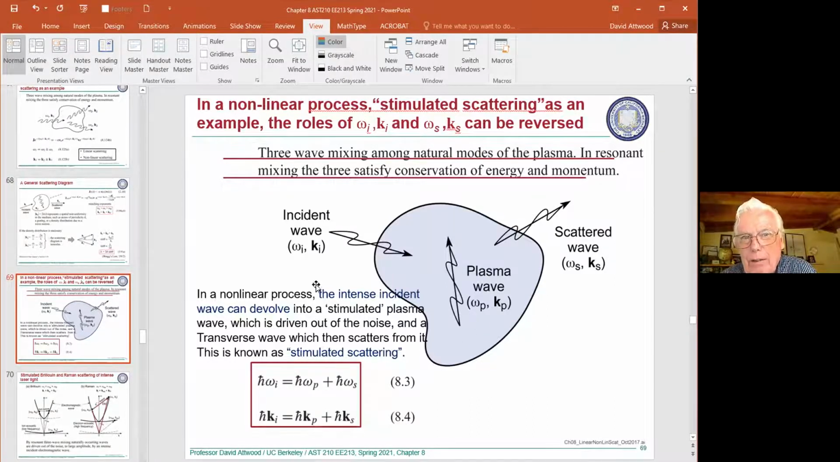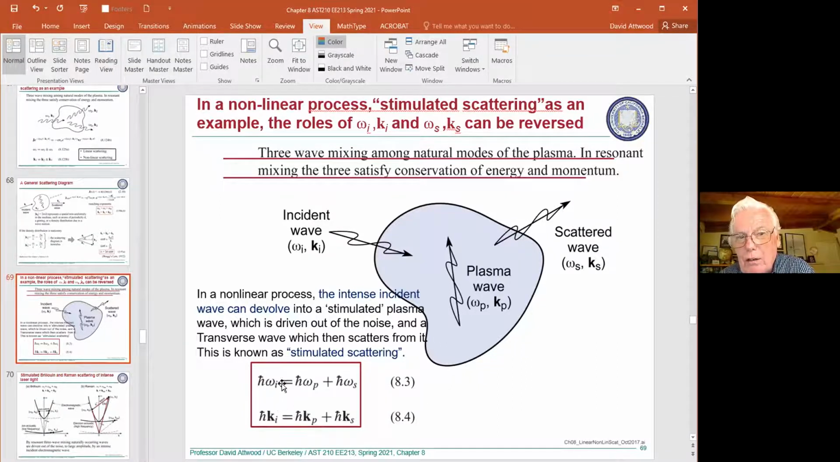And now we can find a case where the incoming wave is very intense. This is omega i and ki, and it evolves or devolves into two waves. A plasma wave, which it brings up out of the noise. There might have been fluctuations with that frequency, but they were in the noise. But this incoming wave brings it up, simultaneously scattering off it so that it's always satisfying these relationships. And in this case, what's on the left is omega i, and omega s is on the outside. So it's just a matter of how you arrange, as I said, the arrowheads on the vector diagrams.